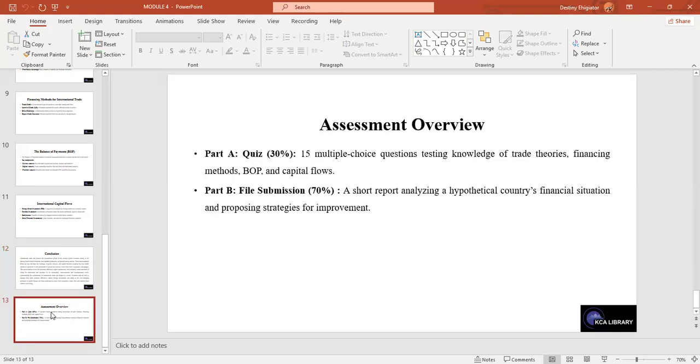At the end of this module, there's an assessment session where you do part A, some quizzes, and part B that includes the reports. That's it.